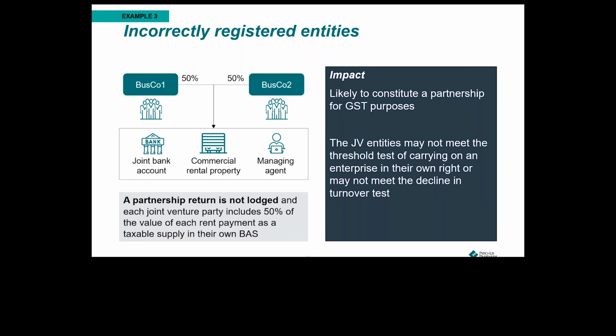So if those entities are actually determining their decline in turnover for JobKeeper purposes on their own account, they may well be doing that wrong, on the basis that in fact it should have been a partnership that is doing the decline in turnover test. So just something to be aware of if you are in joint ventures, partnerships, etc. with other parties. The other main area that we commonly see is where there's a trust relationship and the trustee company, for example, is the entity that's been registered for GST purposes, whereas it's only acting as trustee, and in fact it should have been the trust that is registered for GST purposes, the underlying trust.